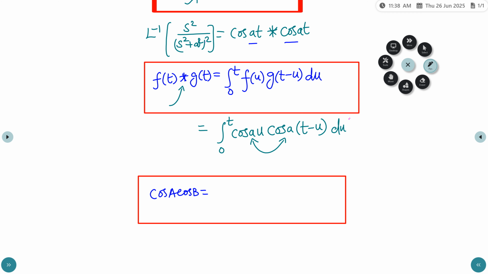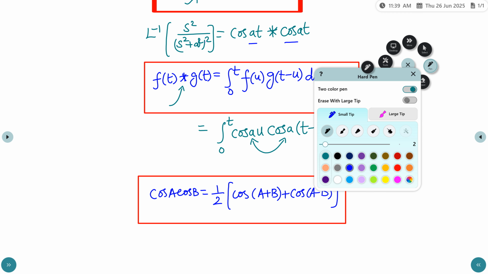cos A cos B is equal to 1 by 2 into cos of A plus B plus cos of A minus B. This is our well-known formula to convert the product of functions into a sum or difference of functions. Here both the functions are cos functions, so I am choosing this formula. What are our A and B here?